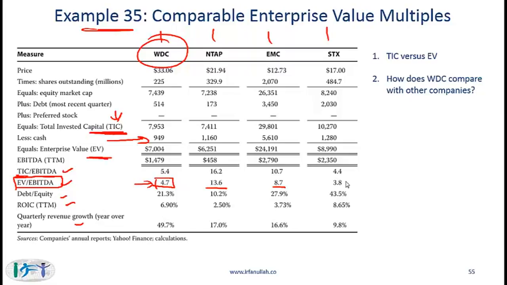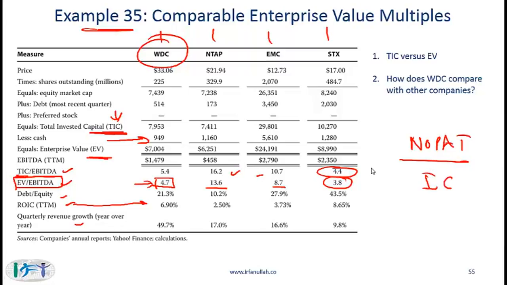There also STX seems to be better, even though WDC is better than these two companies in the middle. Return on invested capital, this is an important measure. Return on invested capital is NOPAT, net operating profit after tax, divided by the invested capital. So obviously, the higher the better, all else equal. Here with this ratio, again, this company, STX, seems better.